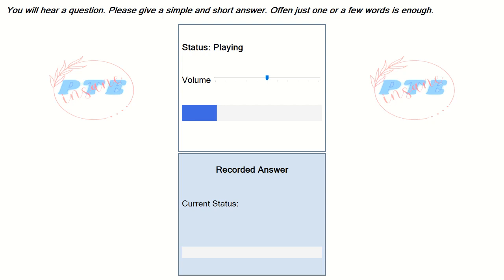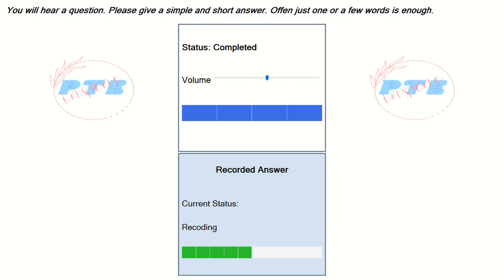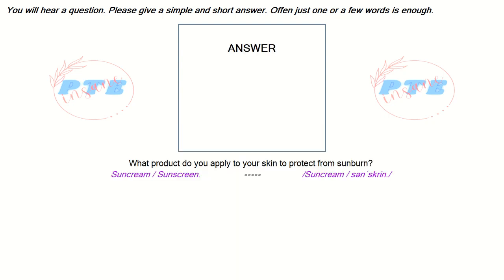What product do you apply to your skin to protect from sunburn? Sun cream. Sunscreen.